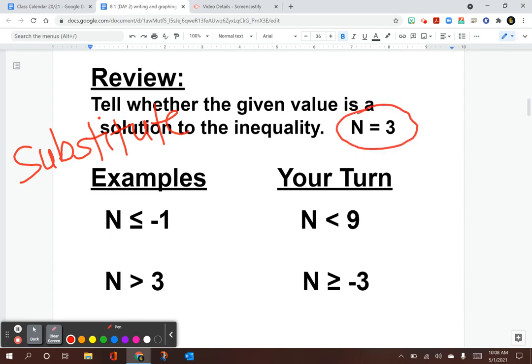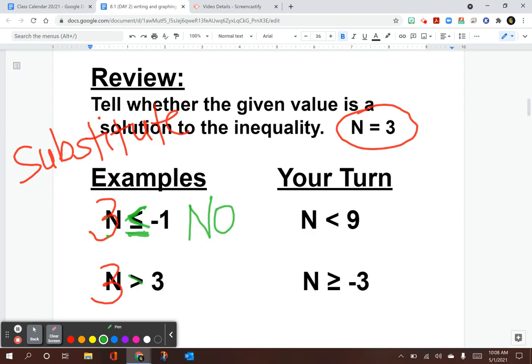I'm going to try and figure out if n is equal to 3. So in place of the n, I'm going to substitute a 3. And in place of the other n, I'm going to substitute a 3. And I'm going to ask myself the question, is 3 less than or equal to -1? Well, a positive number is never smaller than a negative. And since 3 is not equal to -1, no, 3 is not a good answer here.